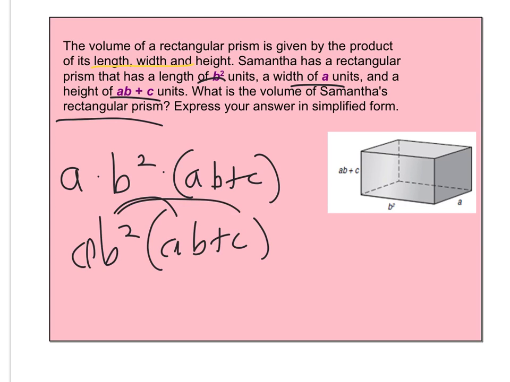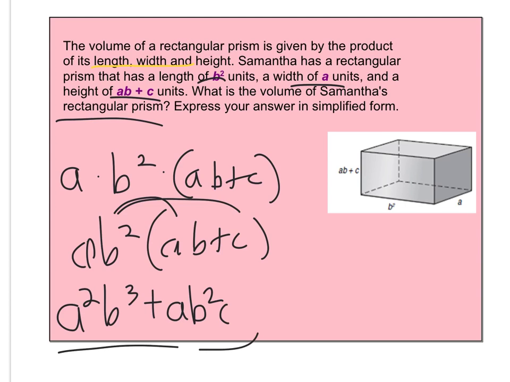So you're actually going to distribute this. So you have A squared B to the third plus A B squared C. That's going to be your simplified answer. I know it's just a great big mess, but that's technically the simplified answer once I put it all together.